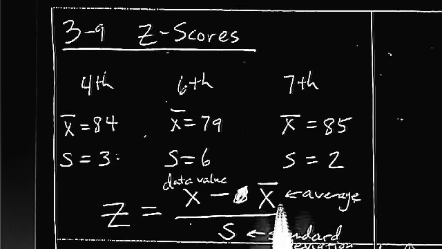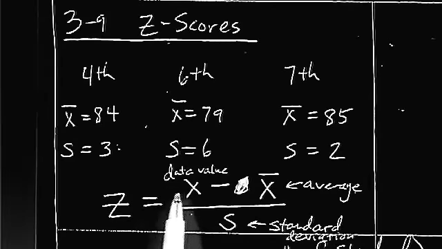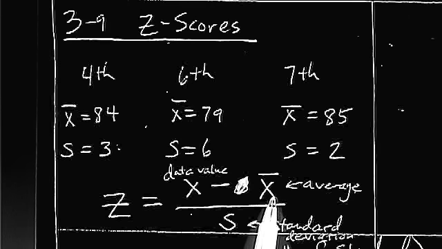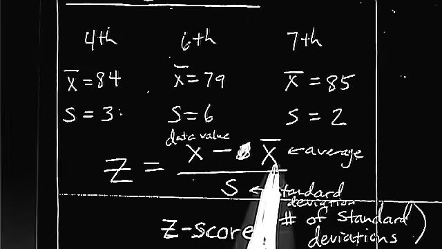Now, when you do this, you will find the data value's distance away from the average, and it could be a positive distance if it was above the average, or it could be a negative distance if it was below the average. If it was exactly equal to the average, then the distance would be 0. Now you might want to think about that for a second.